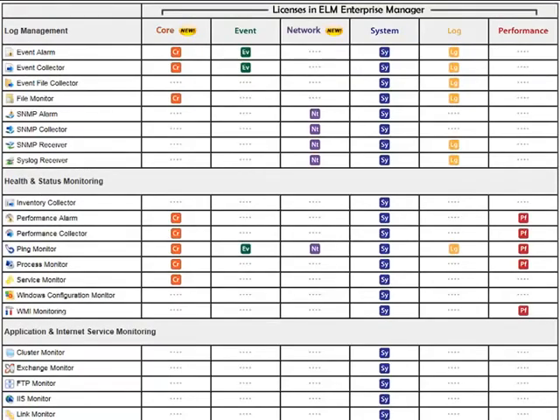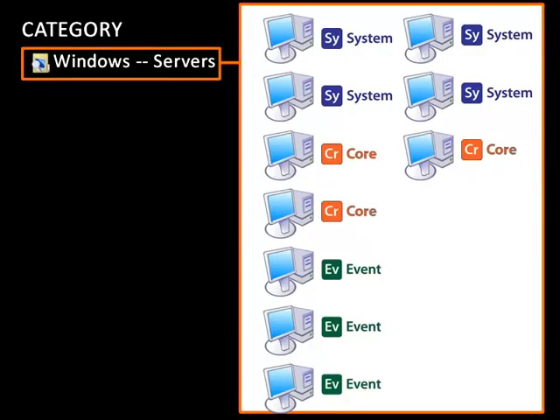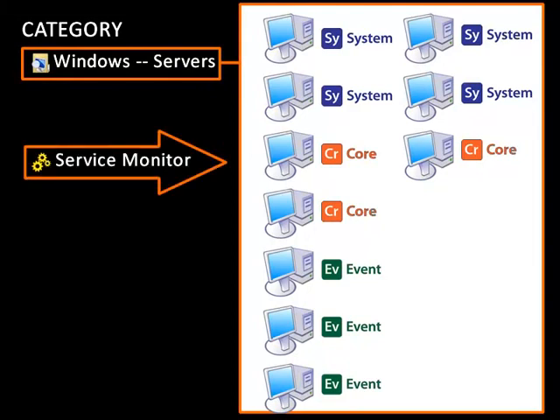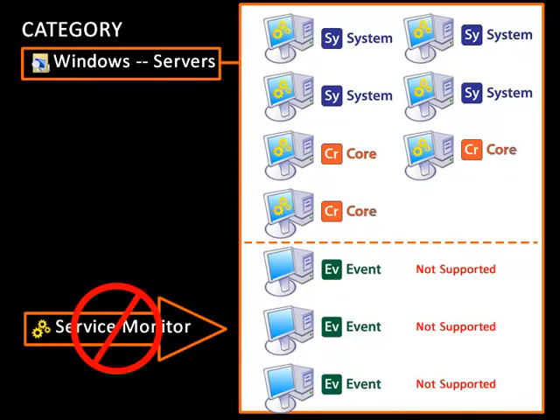It is important to take note of the different monitoring features found in each license type in ELM. It is possible to have several machines in one agent category with a mix of licenses assigned across them, such as System, Core, and Event. If a monitoring item available in a license type is applied to a category where servers or devices are running a license that does not support that monitor item, the monitor item will only be applied to those systems with the license that supports it. The others running different licenses will not pick up this new monitoring item.